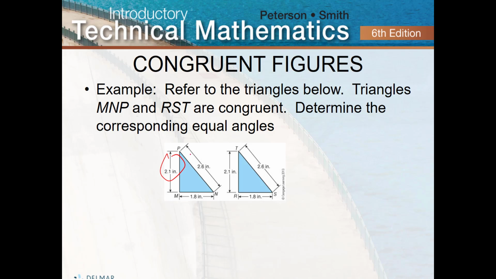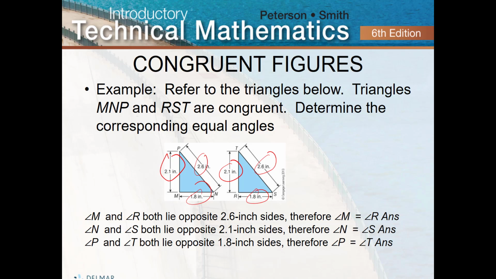And we have corresponding sides. 2.1, 2.1, so that'd be PM and TR. PN, 2.6, TS, 2.6. MN, 1.8, RS, 1.8. So now we have corresponding sides that are exactly the same. And that's exactly what that says.